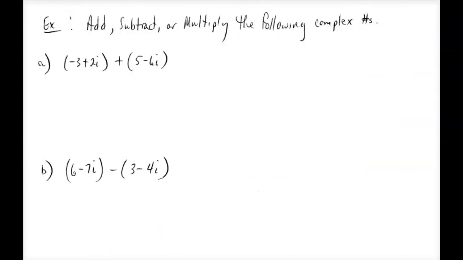All right, so if we're going to do some practical examples, for this first one, again, we just put real with real and imaginary with imaginary. So real number, and we'll add that to imaginary plus imaginary. And our result, -3 plus 5 is a +2. And 2i minus 6i is a -4i.